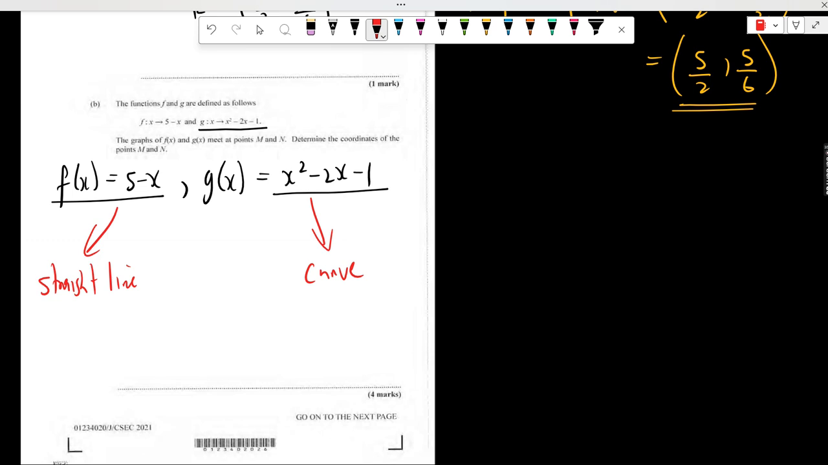But in this particular case, we are given the two equations in the form y equals something. So basically, we can say that y equals 5 minus x, and we also have y equals x squared minus 2x minus 1. To solve these, we simply equate the two right-hand sides, the x parts. And so we say that x squared minus 2x minus 1 is equal to 5 minus x.